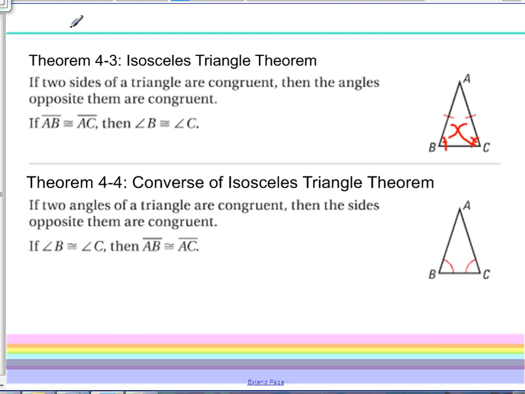Now we have a theorem that talks about the exact opposite of that. It's the converse of the isosceles triangle theorem, which states that if we have two congruent angles, then the sides opposite them will be congruent. So we can use these two theorems when we're trying to discover if a triangle is congruent to another triangle, if we're trying to figure that out during a proof.